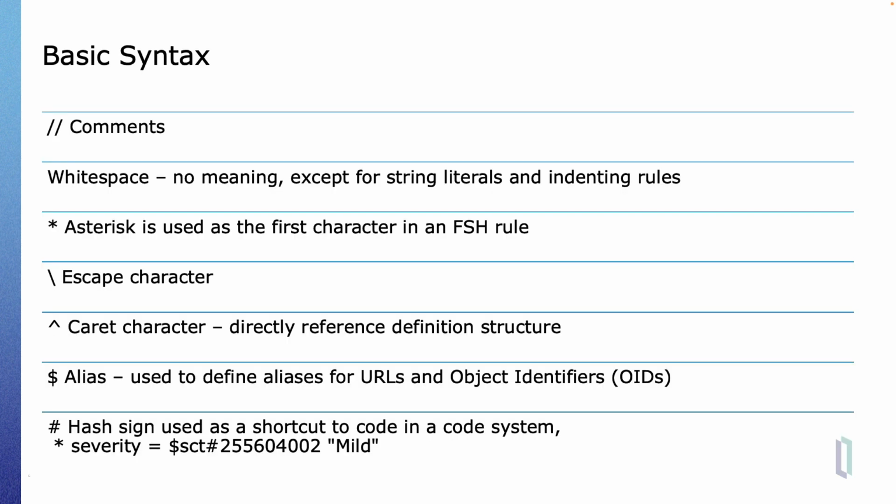Now there's some ground rules here. White space in FSH is not counted. We use the star character quite a bit. This is used to designate an FSH rule. Another category we're going to use quite often is the dollar character, which sets up an alias. This is very useful, for example, to specify the system of a codable concept, which could be a long string, and it's going to save us a lot of typing.